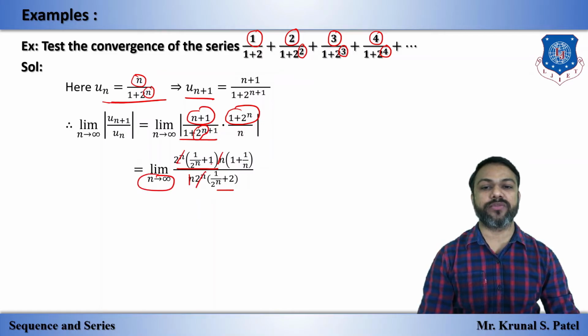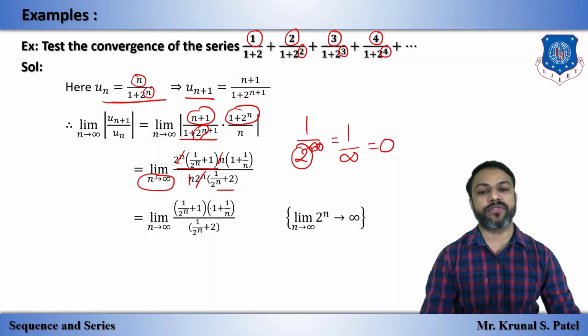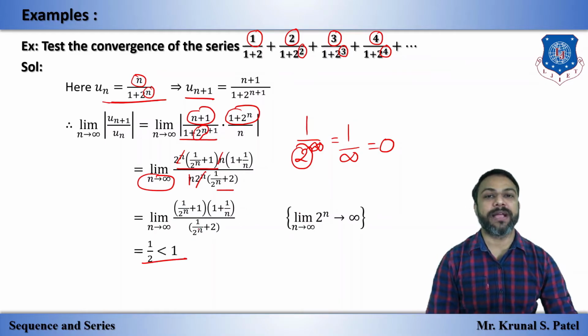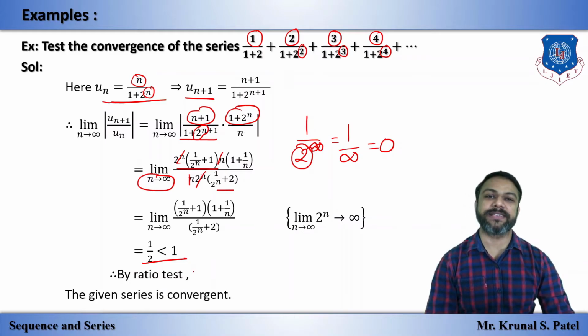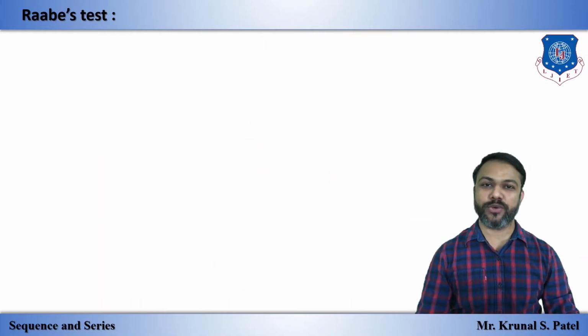By cancelling out this n and this 2 raised to n, the remaining term is this, and if you put n equal to infinity, 2 raised to n is infinity. Anything raised to infinity with base greater than 1 is infinity, and 1 by infinity is 0. So we have 1 plus 0 in the numerator and 0 plus 2 in the denominator. So we have the final answer 1 by 2, which is less than 1, and by the ratio test, the given series is convergent. Simple. Okay, so these are the examples based on the ratio test.